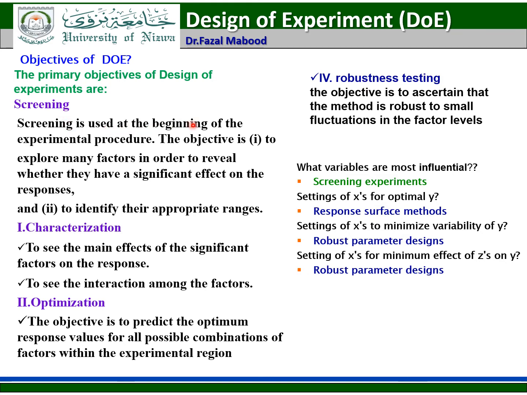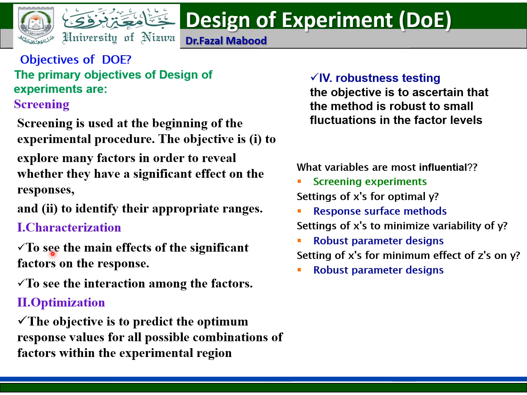Screening is used at the beginning of the experimental procedure. The objective is to explore many factors, to check many factors in order to find whether they have a significant effect on the response, and to identify their appropriate ranges. So screening is used to see the main effects of the significant factors on the response, and also to see the appropriate ranges, the appropriate levels.